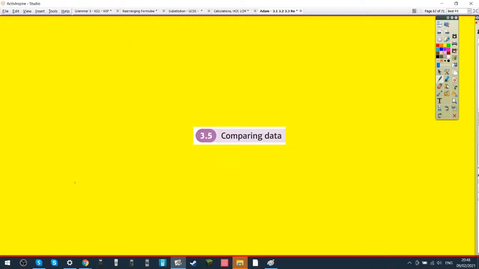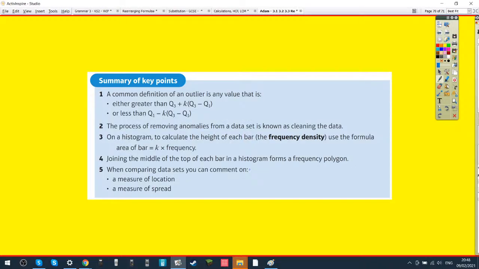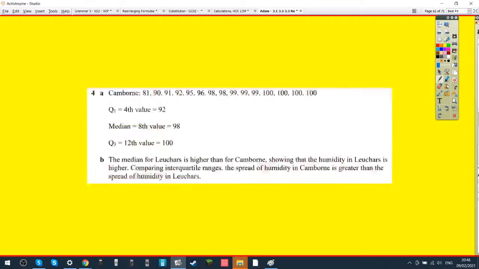Okay, comparing data. Probably between a tick and a half. So I think that's chapter 3. Yep, that is chapter 3.